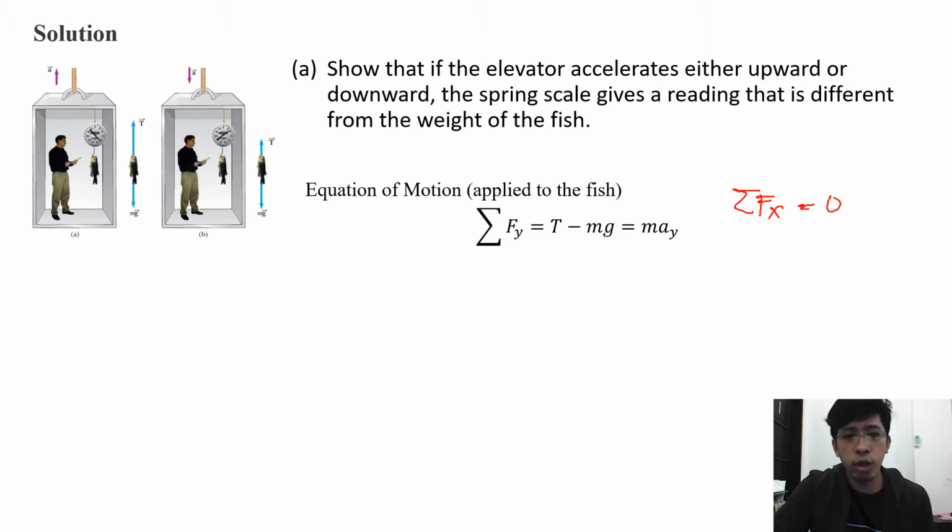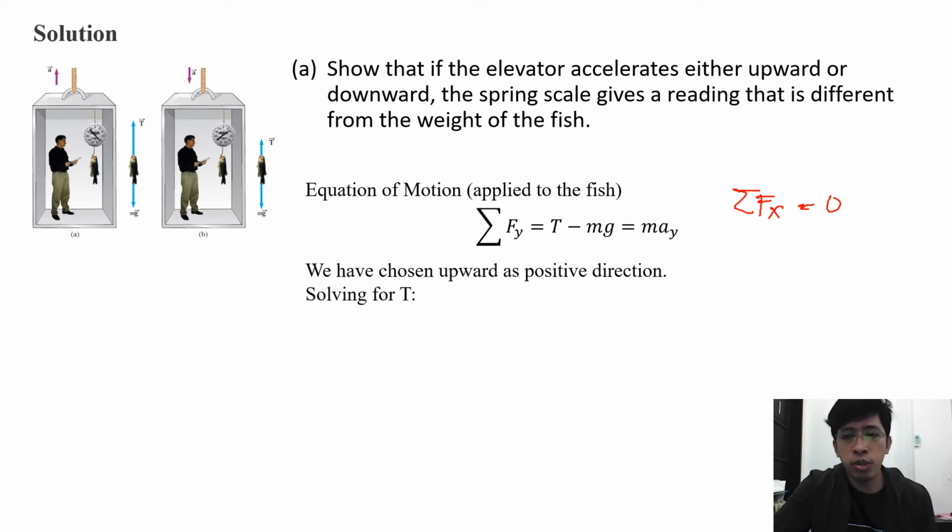Now again, we have the sum of all your Fy is equal to your tension minus mg, that is equal to your mass times acceleration along the y-axis. And here we have chosen upward as the positive direction. So when your elevator goes upward, we have positive ay, and when it goes downwards, you have negative ay.